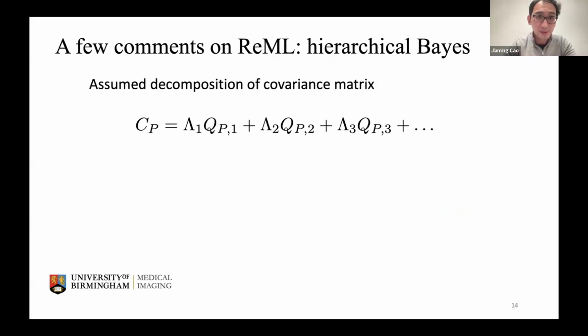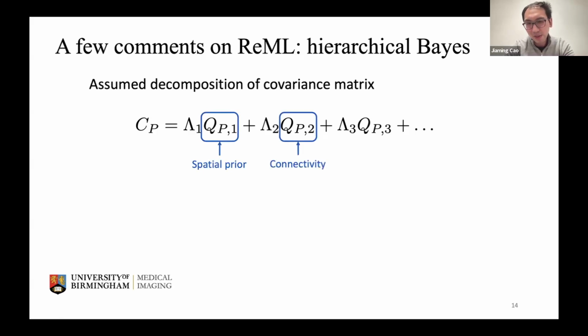And I do like to make a few comments on this REML or hierarchical Bayes method, which is that very nicely we can assume a decomposition of this covariance matrix. I'm using CP here as an example. You can use the other covariance matrix for the measurement noise as well, and then do the same trick. But basically, you can assume it's a linear combination of several components. For example, you have this spatial prior. You can have a functional connectivity that you estimate somewhere else. Or, for example, it can be a smoothing of nearby voxels, and you can have something else.